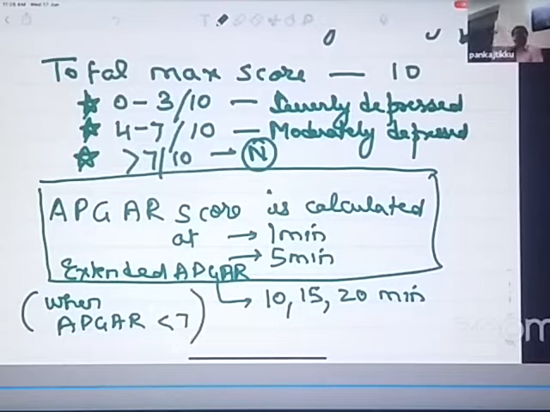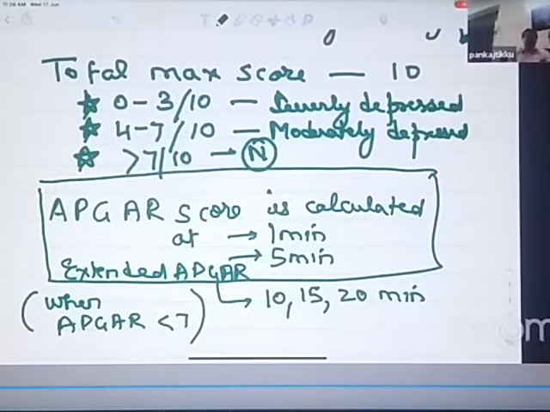So what is the indication of doing an extended Apgar score? The indication is when the Apgar score originally done at 1 and 5 minutes is less than 7. Then you have to do an extended Apgar score at 10 minutes, 15 minutes and 20 minutes. That means at intervals of 5 minutes each. So I hope this is very clear now.